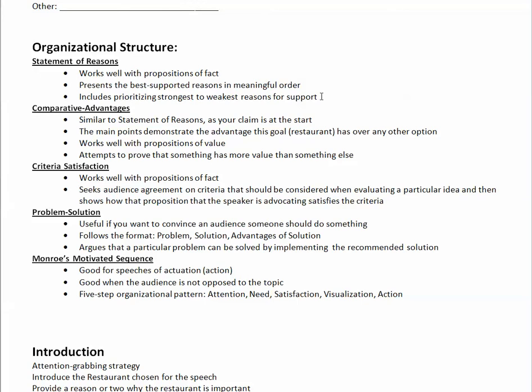A lot of students find that it is very closely related to, say, an informative speech. But the key to a statement of reasons presentation really is brainstorming and prioritization. So you want to make sure that you don't skip those two steps if you're going to choose a statement of reasons speech. Comparative advantage really lends itself to where you would compare your restaurant to another one.